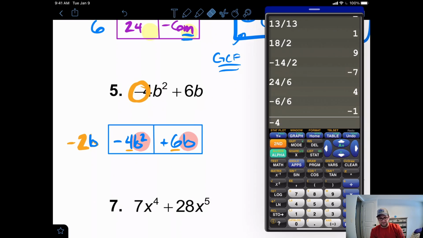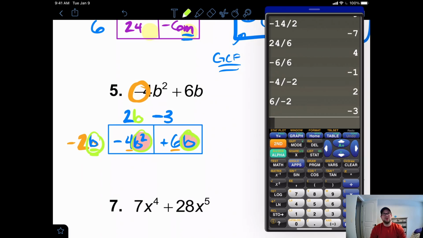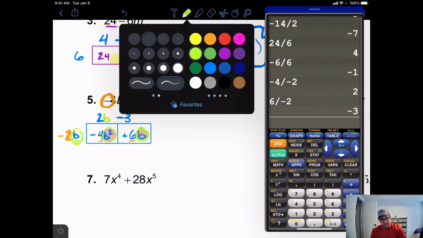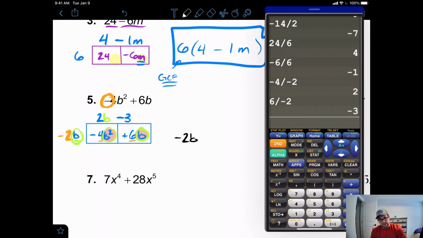Now, let's continue on and figure out the top numbers. So if I take negative 4 divided by a negative 2, that would leave me with a positive 2. Now, we started with 2 b's over here, and we just pulled out 1 b, which means we're just left with 1 b up top. Now, as we look at the next term, if I take 6 divided by a negative 2, that would leave me with a negative 3 up top. And then over here, we started with 1 b, and we pulled 1 b out, so we don't have any b's left. So our final answer on this problem is going to be negative 2b, and then 2b minus 3.